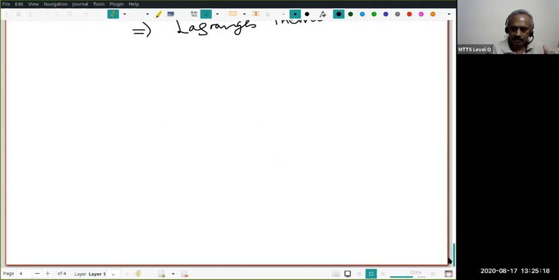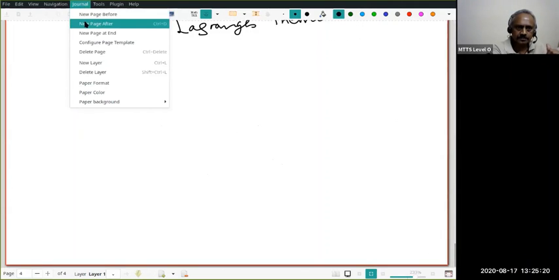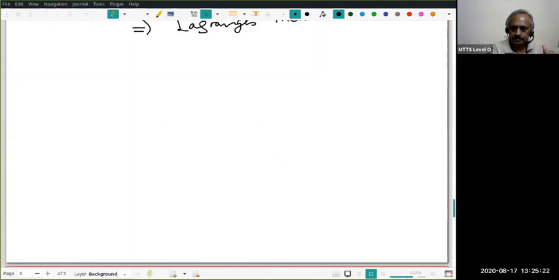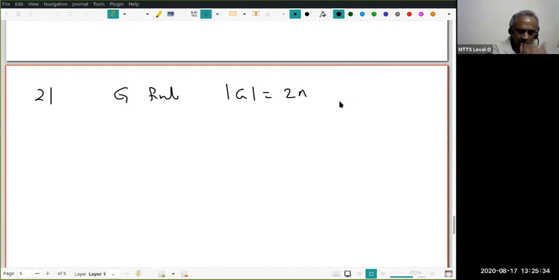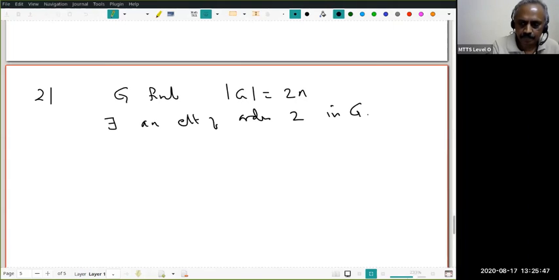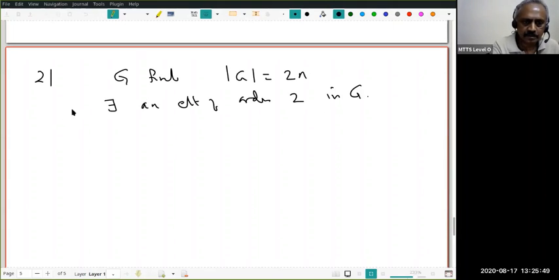Now let's look at a second example. Now G is a finite group. Assume mod G equals 2n, that is, an even number. It's a finite group of even order. I want to say there exists an element of order 2 in G. This is what we want to prove.